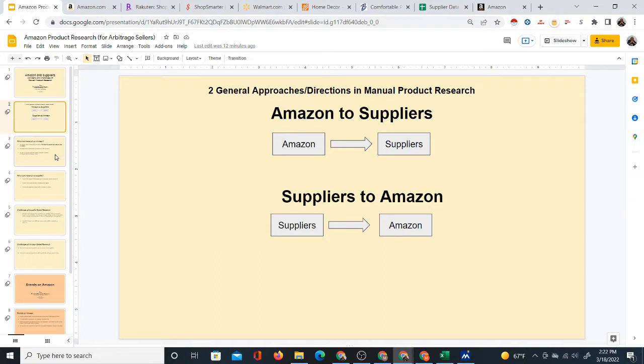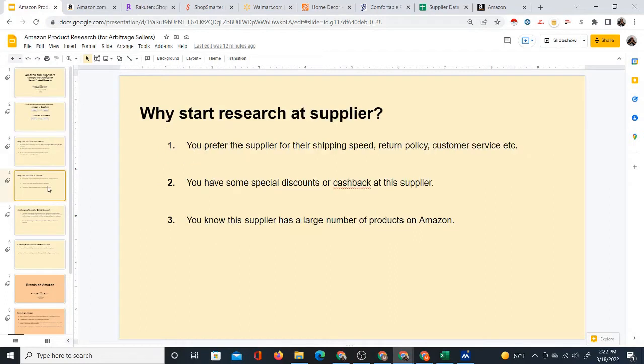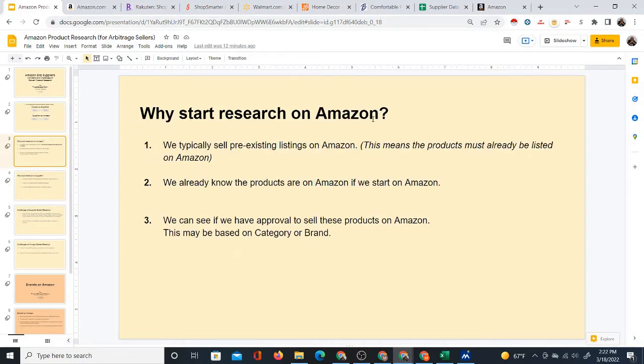Now, there are different reasons why we might want to start our research on Amazon versus why we might want to start at the supplier. And let's start with why we might want to start on Amazon.